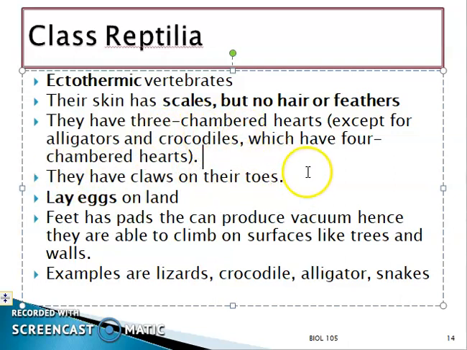They have claws on their toes, which help them in movement and other functions. They lay eggs on the land. The feet have pads that can produce a vacuum. Hence, they are able to climb on surfaces like trees and walls.